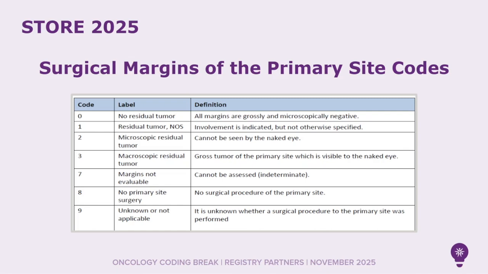Code 7 is used when the pathology report indicates the margins could not be determined. Code 8 is used when surgery of primary site was not performed or the patient was diagnosed at autopsy. And Code 9 is used when it's unknown or not applicable.